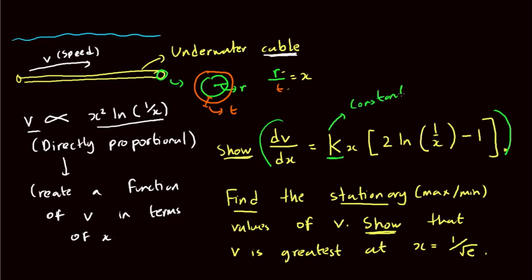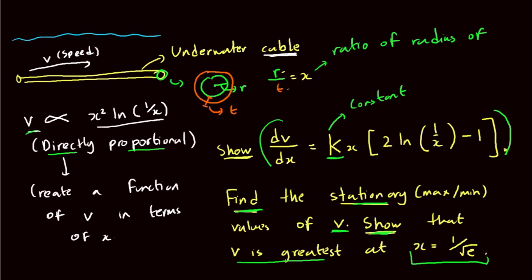Then they want us to find the stationary values of the velocity v. And the last part is to show that v is the greatest at this particular ratio x, which is simply 1 over root e. We are already given a directly proportional relationship between the speed v and the ratio of radius to thickness. So x is basically the ratio of radius to thickness.